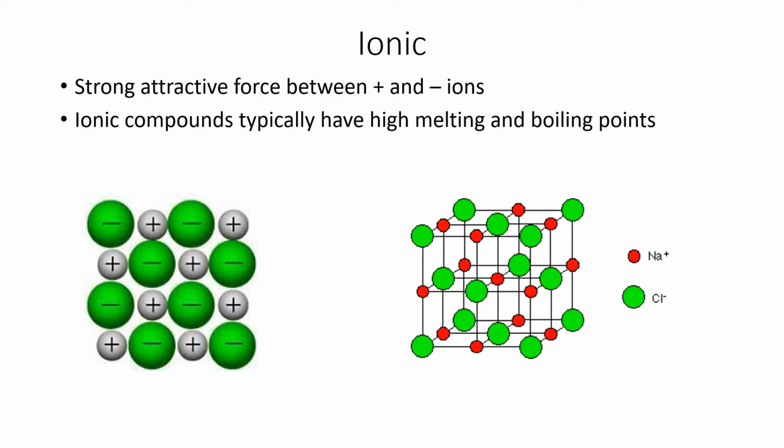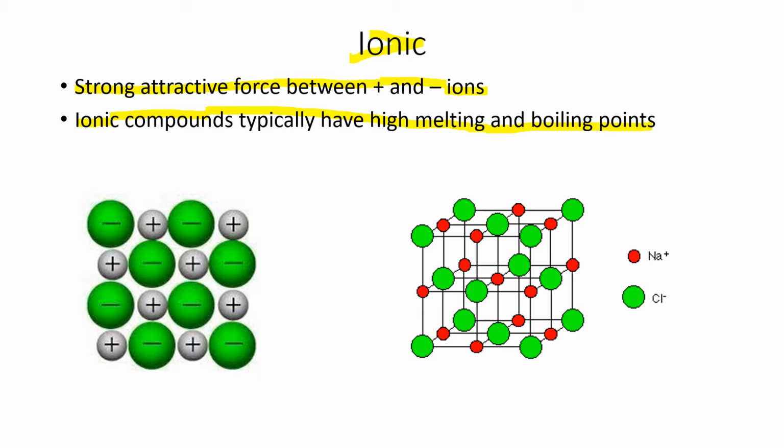First one, our strongest intermolecular force is the ionic intermolecular force. What happens is we have a strong attractive force between fully positive and fully negatively charged ions. This is one of the reasons why our ionic compounds typically have very high melting points and very high boiling points, because they have this very, very strong intermolecular force.